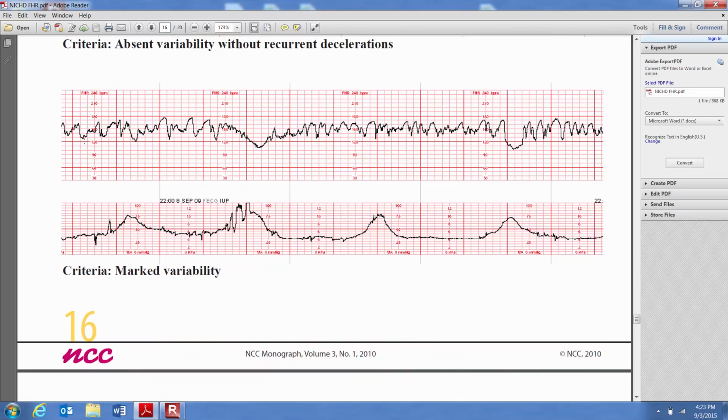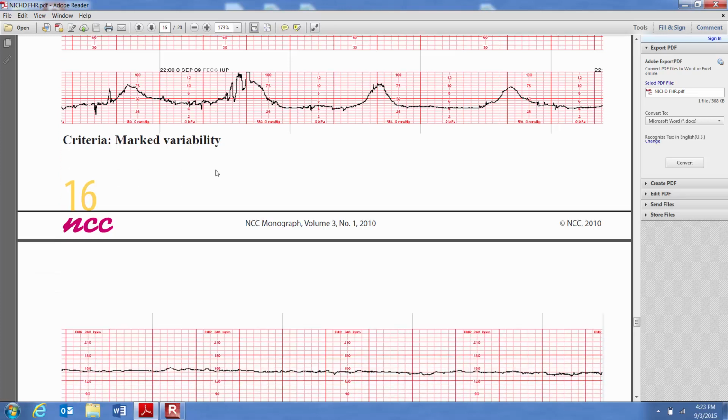Okay. As you can see from the answer here, this is marked variability. Category 1 has to be moderate variability. Category 3 has to be absent variability. And we don't have that, okay? We do have decelerations, but we don't have the other things.